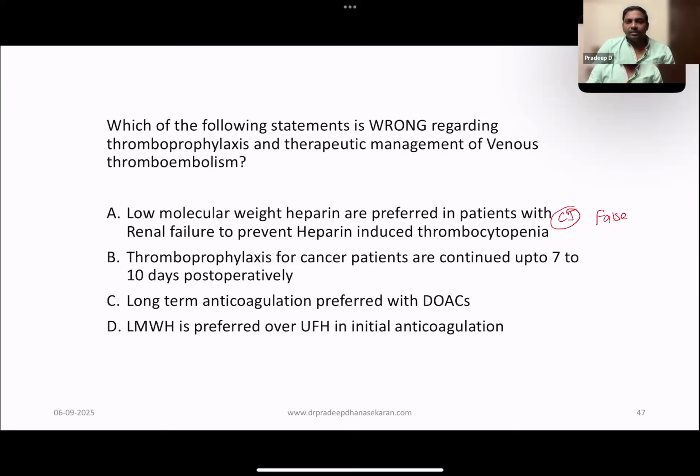Thromboprophylaxis for cancer patients is continued up to 7 to 10 days postoperatively. That is a true statement. Long-term anticoagulation is preferred with direct oral anticoagulants. That is also a true statement because you start the patient on heparin and discharge the patient on direct oral anticoagulants like apixaban, rivaroxaban, etc. Low molecular weight heparin is preferred over unfractionated heparin in initial anticoagulation. That is also a true statement because it is predictable.